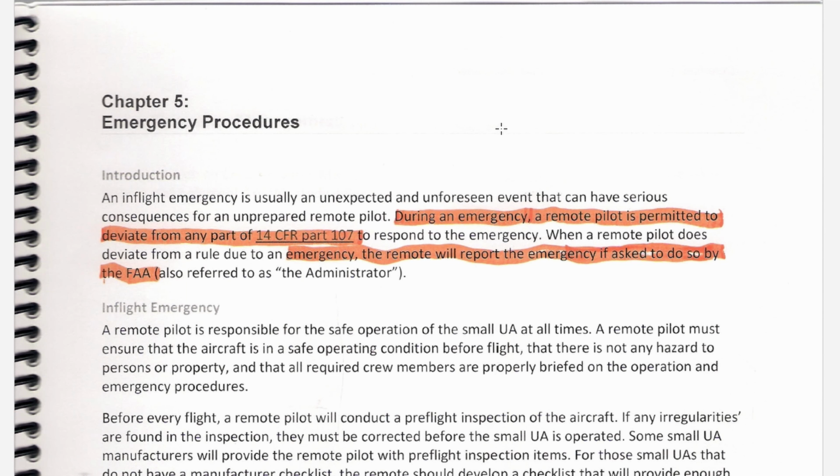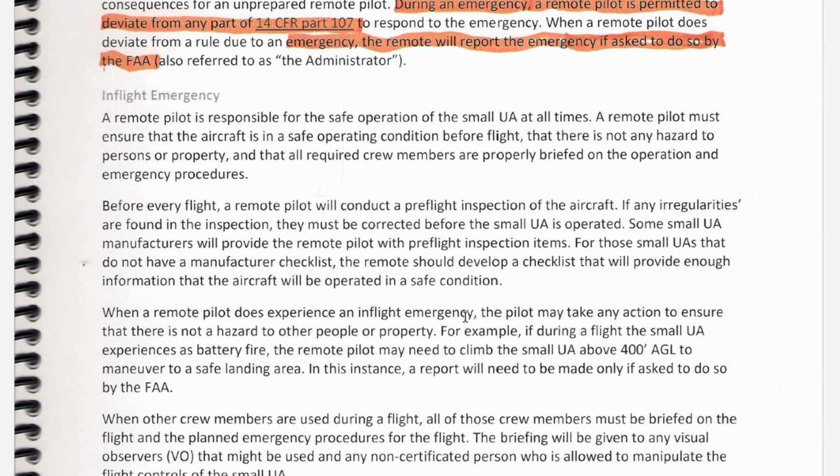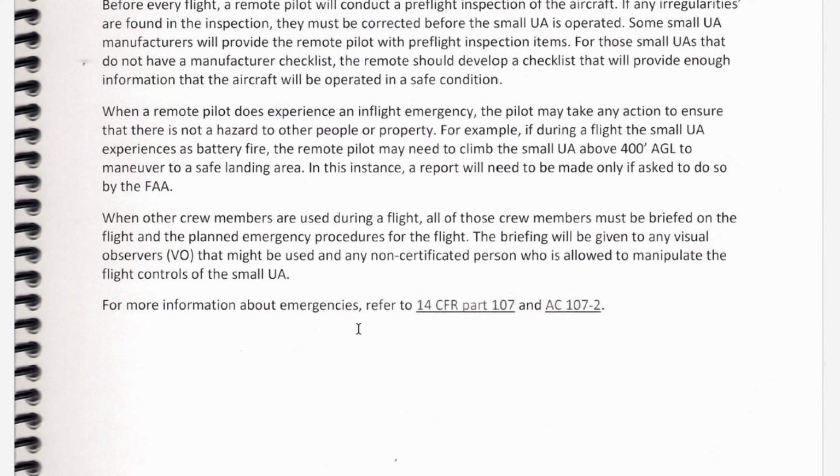All right, this was a question. During an emergency, the remote pilot in command is permitted to deviate from any part of 107. So if you're flying at 400 feet and there's a plane coming at 300 feet, you're actually allowed to go up 500 or 600 feet above the plane to get out of his way. Okay, and that's a question. Although my drone will not allow me to go above 400 feet.